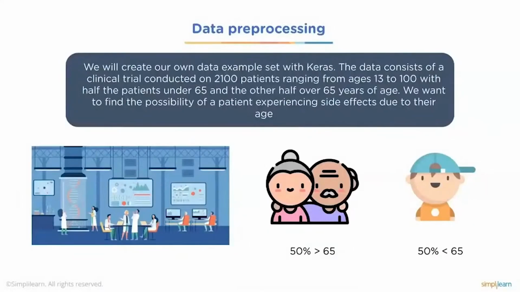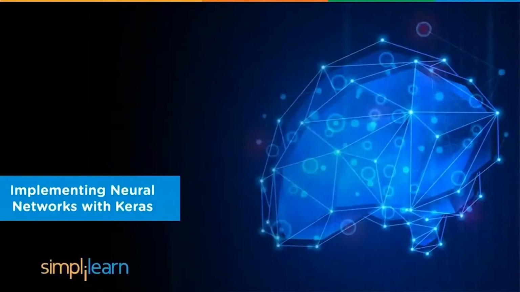So in data pre-processing, we will create our own data example set with Keras. The data consists of a clinical trial conducted on 2,100 patients, ranging from ages 13 to 100, with half the patients under 65 and the other half over 65 years of age. We want to find the possibility of a patient experiencing side effects due to their age. And you can think of this in today's world with COVID, what's going to happen there. And we're going to go ahead and do an example of that in our live hands-on.